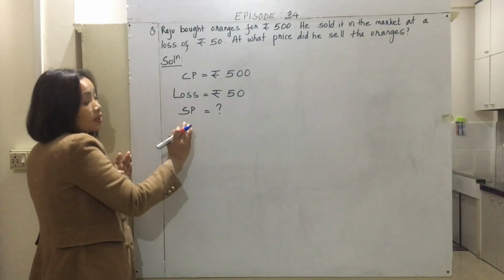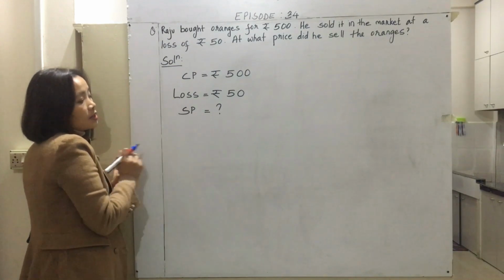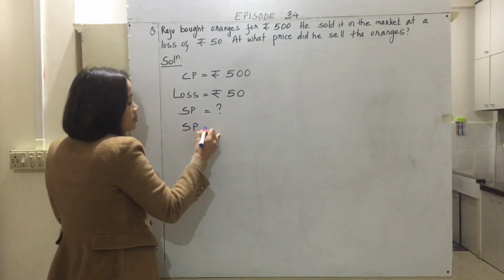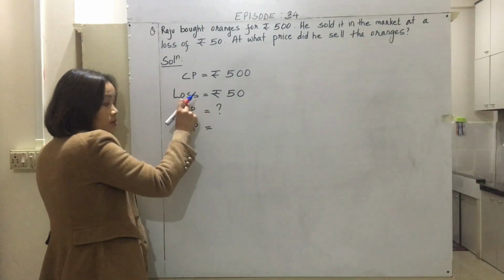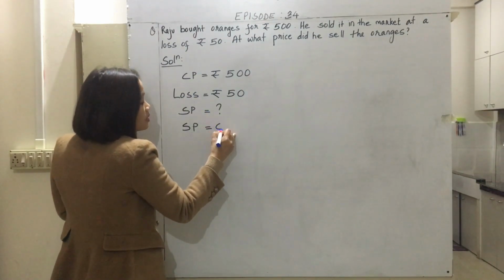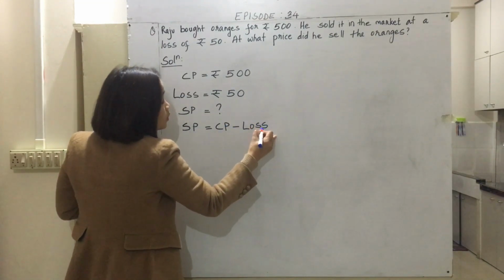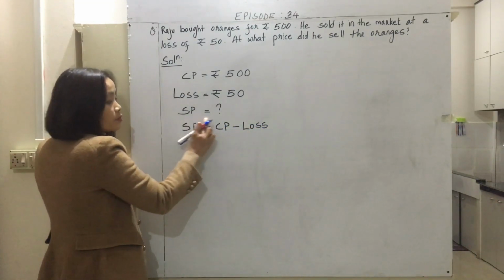Right, in this case how do we find the selling price? When there is a loss, right? So we will write CP minus loss. This is the formula. You will need to learn by heart this formula, right?